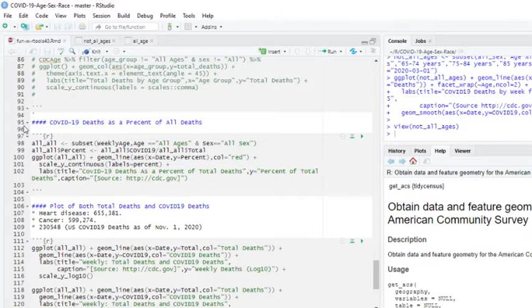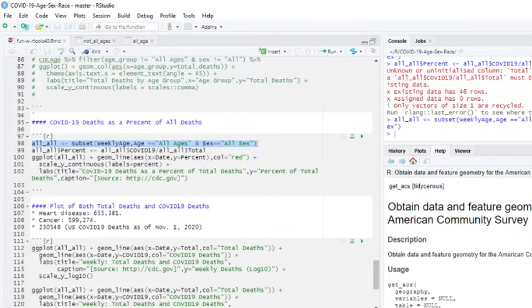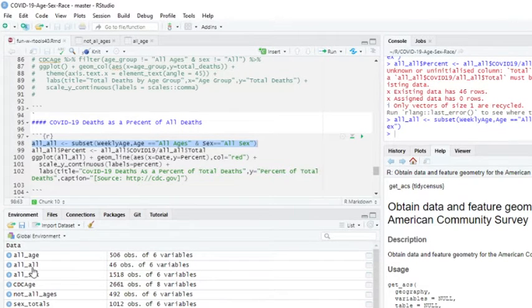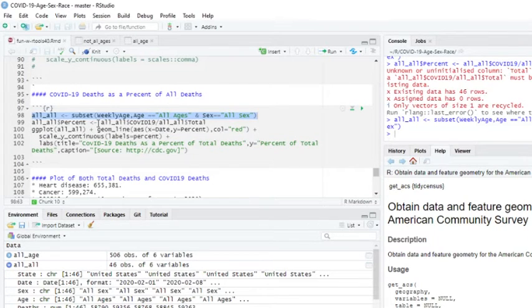Let's take a look at deaths as a percentage of total deaths. Oh no. What's this here? So what's all say? So all says percent.